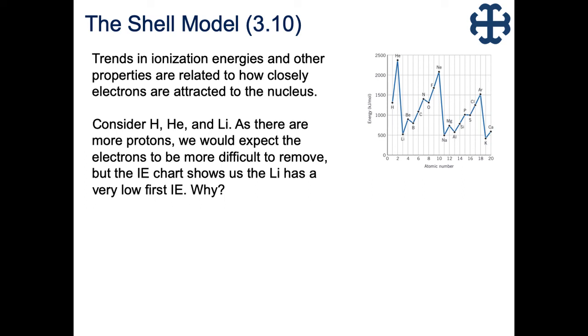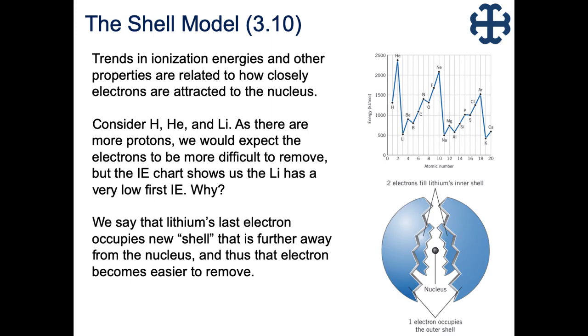We need a theory to explain why that is, and that's where the idea of a shell model comes in. We would say that lithium's last electron, that third electron, occupies a new shell that is going to be further away from our nucleus, and thus that electron will become a lot easier to remove. So, for example, we have our nucleus here, our inner shell that can hold 2 electrons, and then our second shell, which for lithium only has that 1 electron, that becomes very easy to remove.